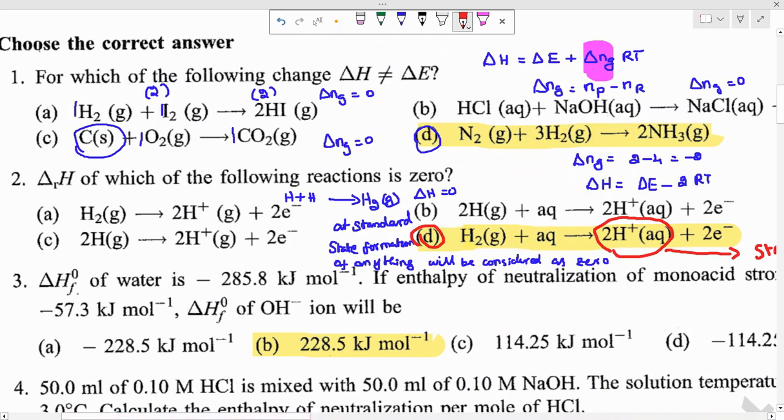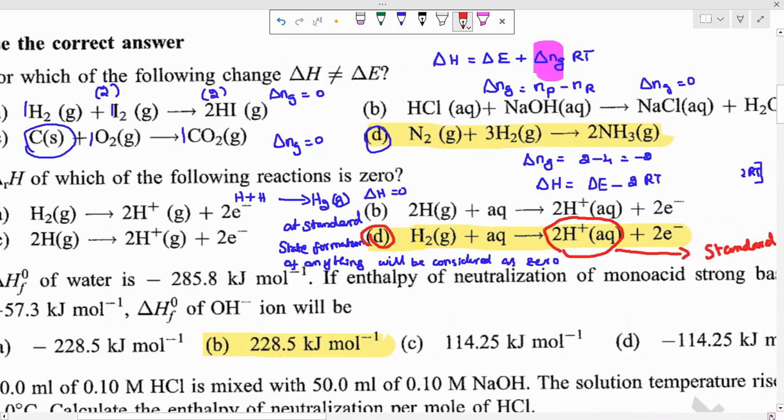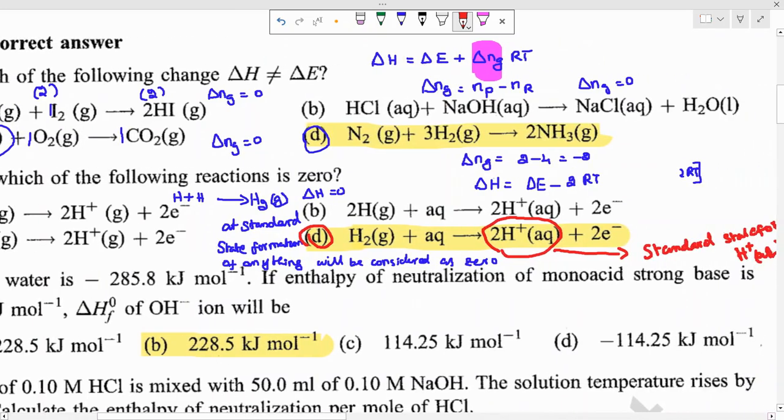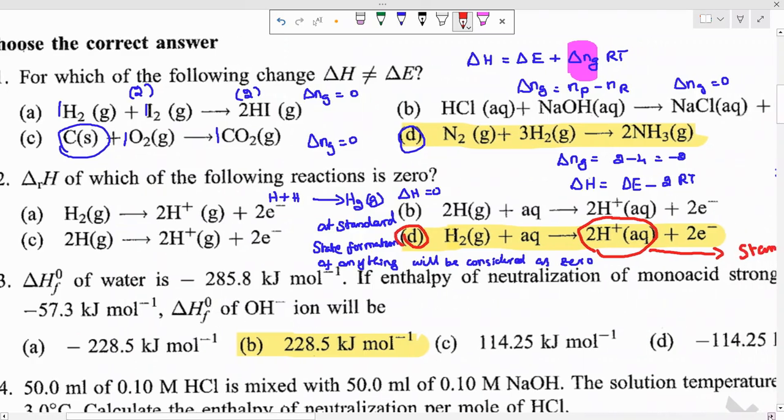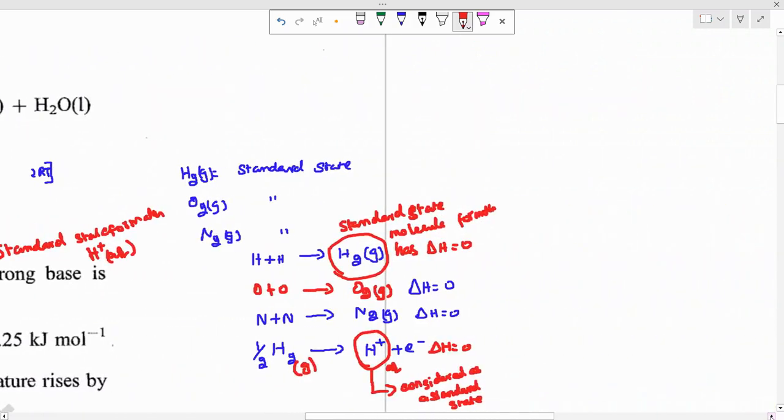Delta H formation of water is minus 285.8 kilojoule per mole. So the formation of water, 285.8, they have given. The enthalpy of neutralization of a mono acid with a strong base they have given, that is 57.3. Actually, you should memorize this value, because it's very, very important. And they are asking the delta H formation of OH minus ion. First of all, I will tell you what they are asking.